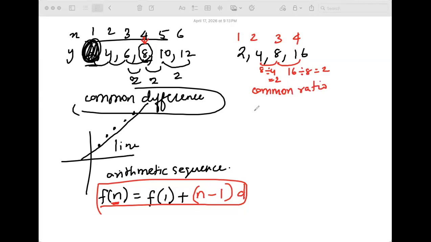You see it? When I plot it here, 1, 2; 2, 4; 3, 8; 4, 16. What is this? Do you see what this graph is? Exponential function. You got it?